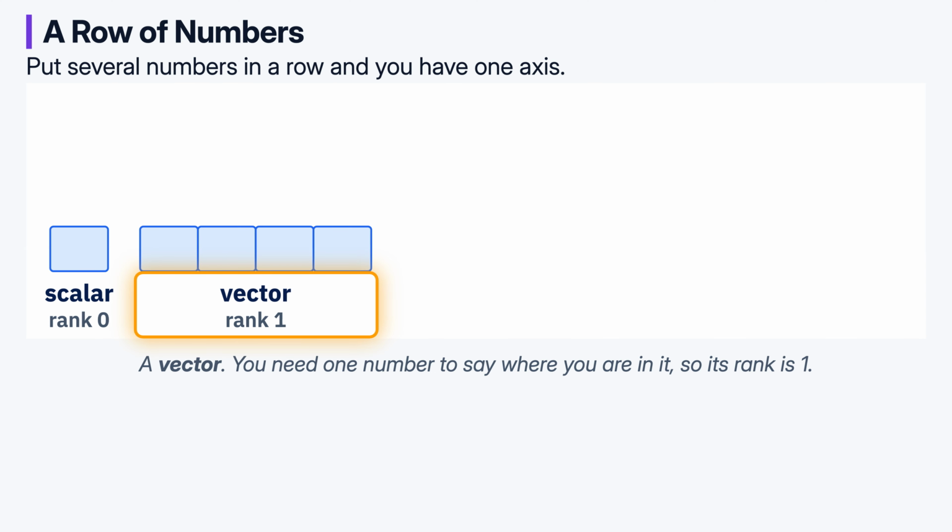Now put several numbers in a row. That gives you one axis, and PyTorch calls it a vector. To point at a number in the row, you say how far along it is. This is the first one. And this is the third. One number is enough to find any of them, so a vector's rank is 1.